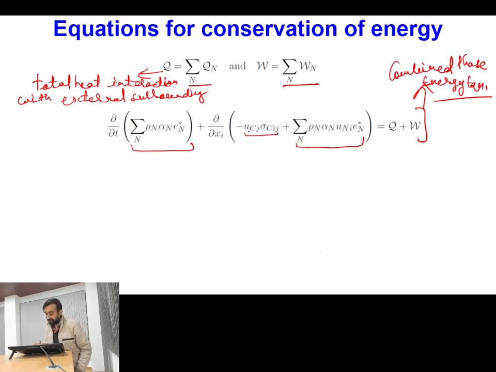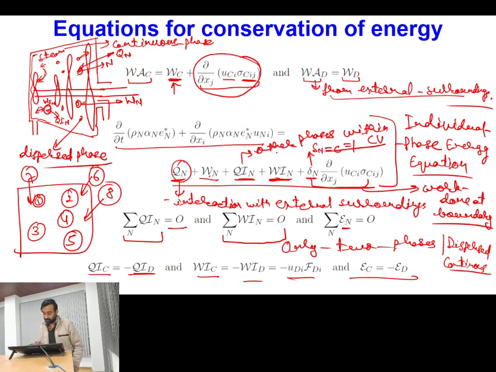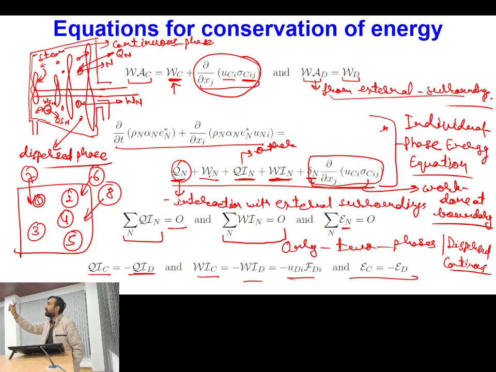And here you can see one thing. What is in this term? UCJ sigma Cij. Why C? Because only the continuous phase is in contact with the boundary. If you see your individual phase momentum equation, individual phase energy equation, in the individual phase energy equation, this term will be 1 only for a continuous phase. For all other phases within the control volume, this entire term will be equal to 0. So that's why this term is only appearing once. As it is appearing once, I have taken this to the left hand side and added it with this term.